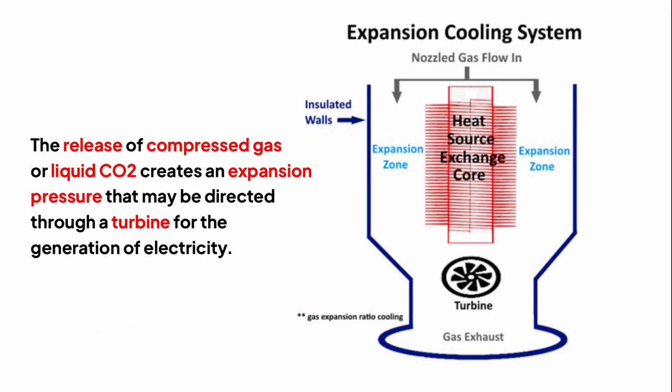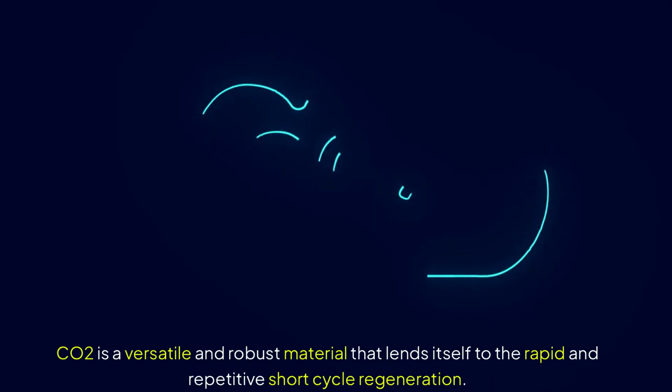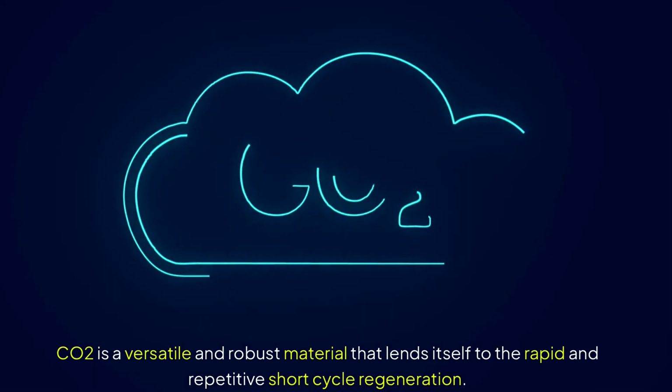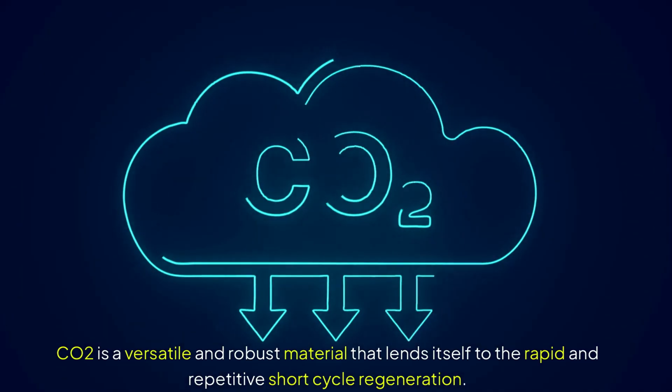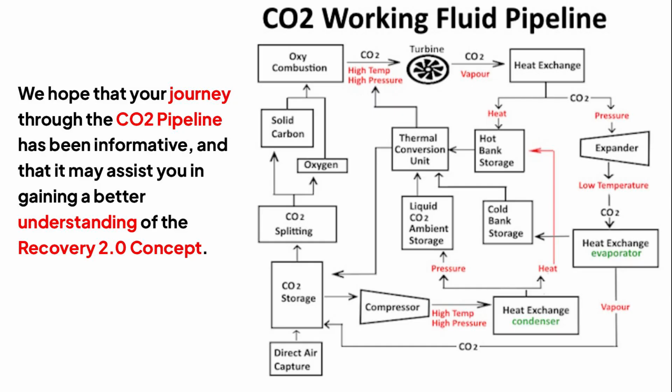The release of compressed gas or liquid CO2 creates an expansion pressure that may be directed through a turbine for the generation of electricity. CO2 is a versatile and robust material that lends itself to the rapid and repetitive short-cycle regeneration. We hope that your journey through the CO2 pipeline has been informative, and that it may assist you in gaining a better understanding of the Recovery 2.0 concept.